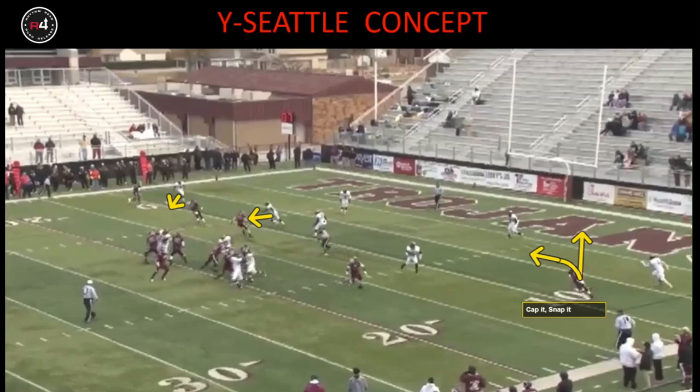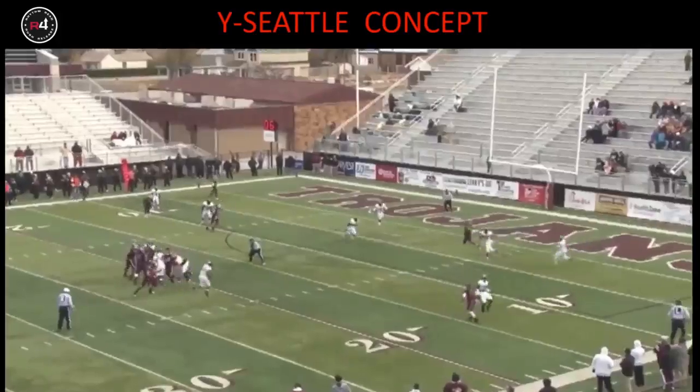The key coaching point on the glance route by the X receiver is understanding the break angle at the top of the route. The boundary safety is capping the vertical space of the glance. The X receiver must snap the route flat to attack the uncapped horizontal space underneath. If they cap it, we snap it.